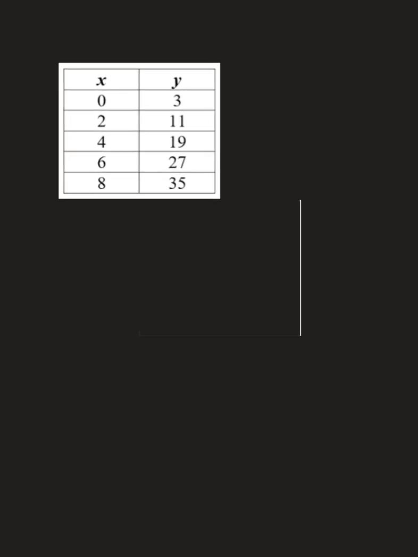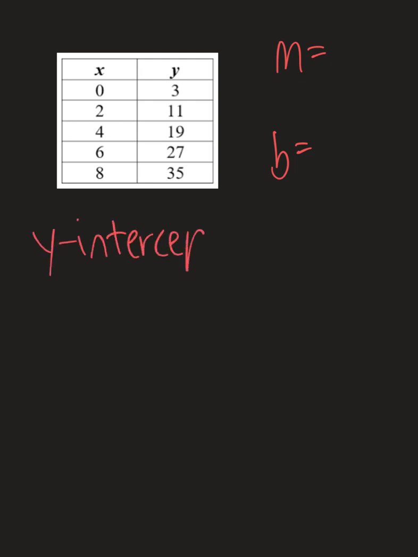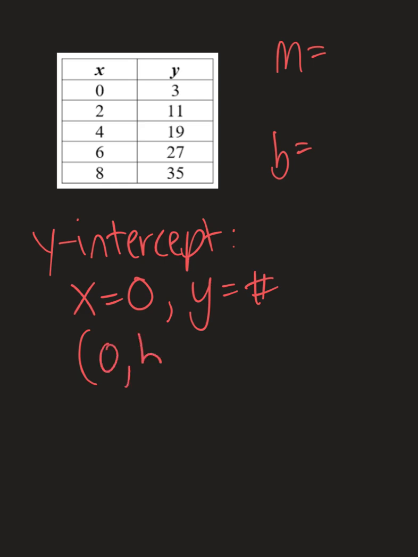One last quick example, we're going to use a table as well. So first thing I'm going to check for is my slope and my y-intercept, just like we did in the last one. My y-intercept, just to be very clear, is where x is equal to 0. We always have a 0 when we are dealing with our y-intercept. So x is equal to 0, y is a number. Or in other words, we have (0, b).